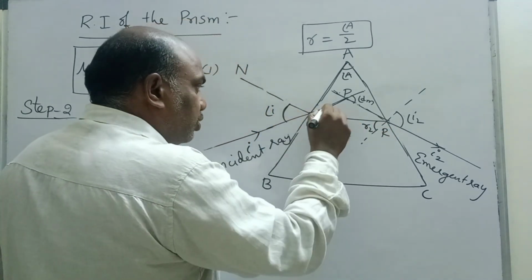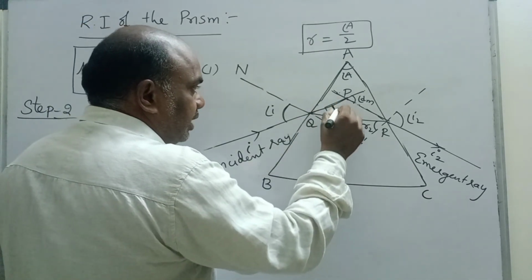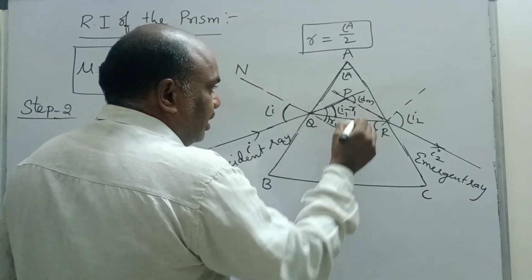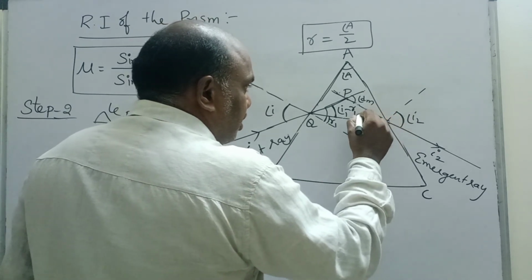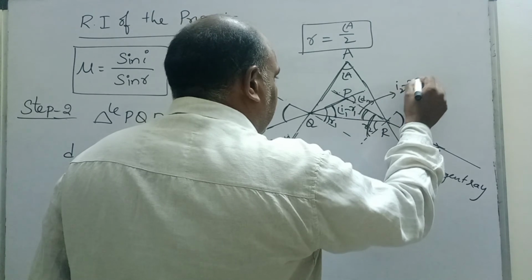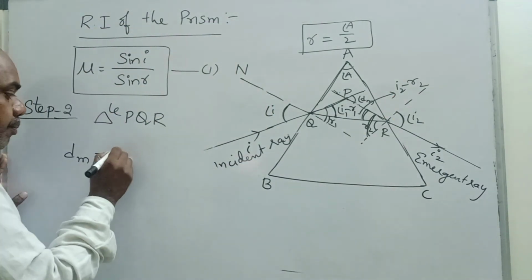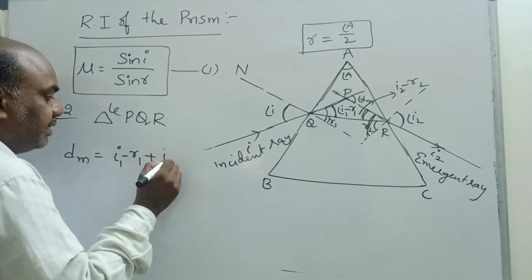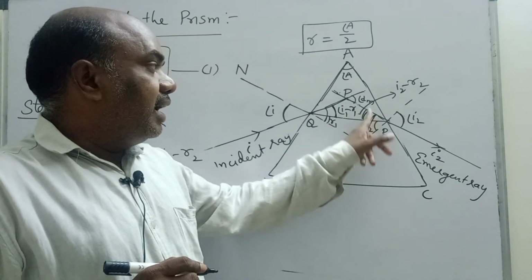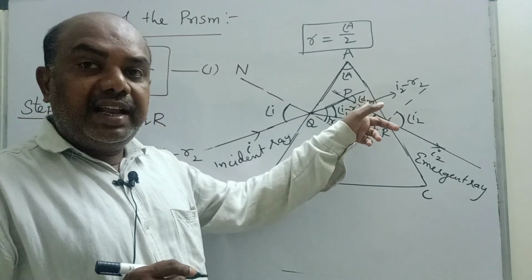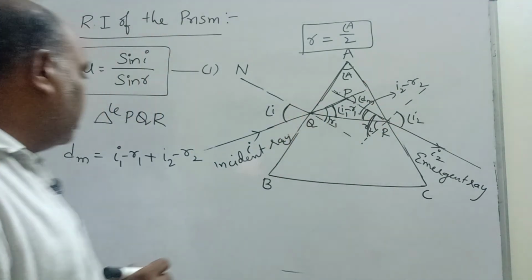If it is I1, this total angle is also I1, no? I want only up to here, so it will be I1 minus R1. If it is I2, this total angle is also I2. I want only this one, so it becomes I2 minus R2. Understand, children? External angle DM is equal to I1 minus R1 plus I2 minus R2. The sum of opposite internal angles in a triangle is equal to the external angle DM. External angle is DM, opposite internal angles are I1 minus R1 and I2 minus R2.